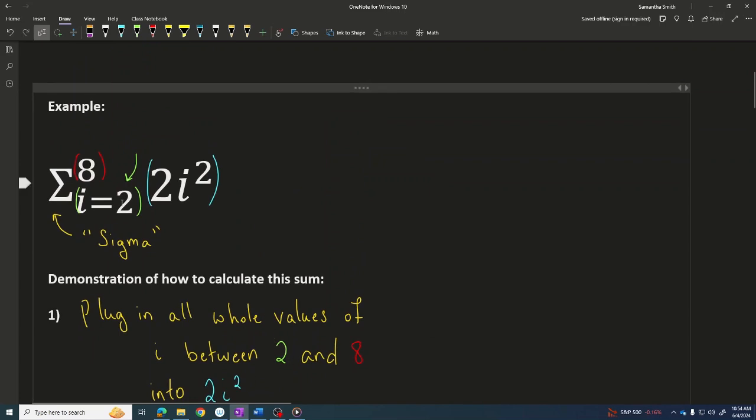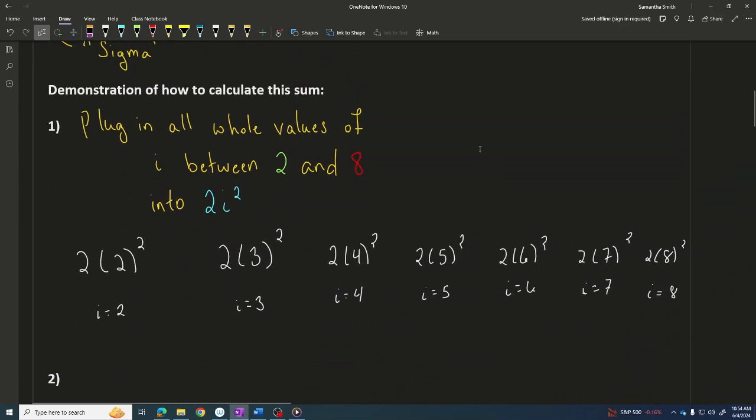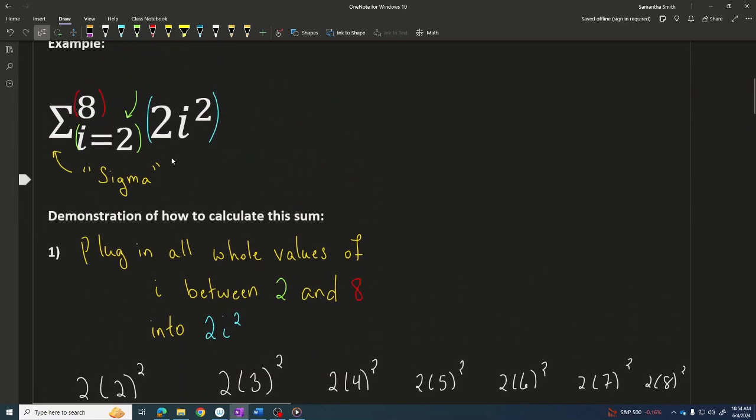Because 2 is the value of i given to me on the bottom of the sigma, and 8 is the value of i given to me on the top of the sigma, and I would be plugging those values of i into this expression right here, 2i squared. So that's step number 1 of calculating a sum associated with given summation notation like this.